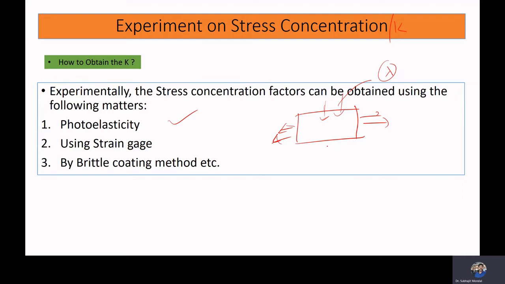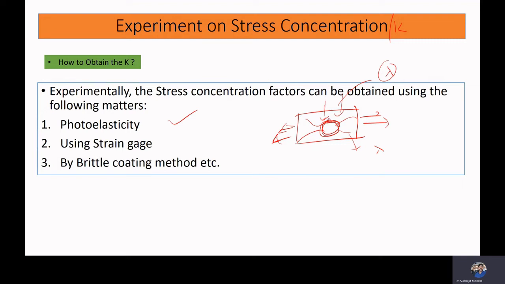When it passes through a medium which is under stress, it is going to create different wavelengths, and that is reflected as a change in color. So in photoelasticity, we also can find the pattern of the stress concentration.